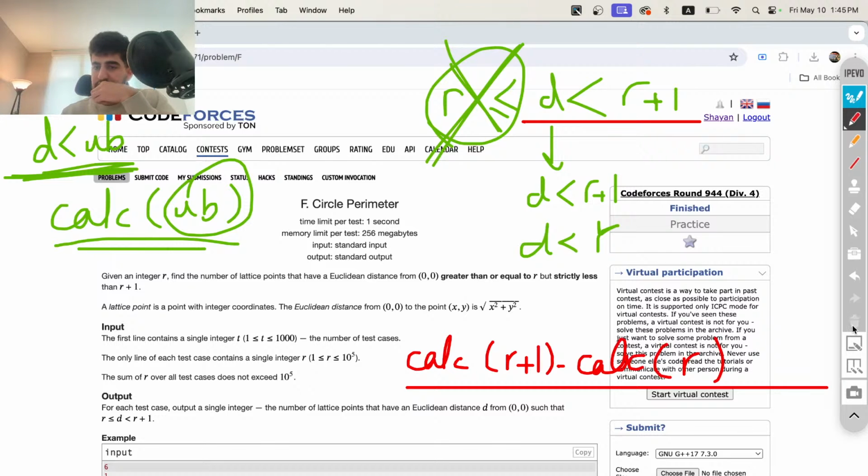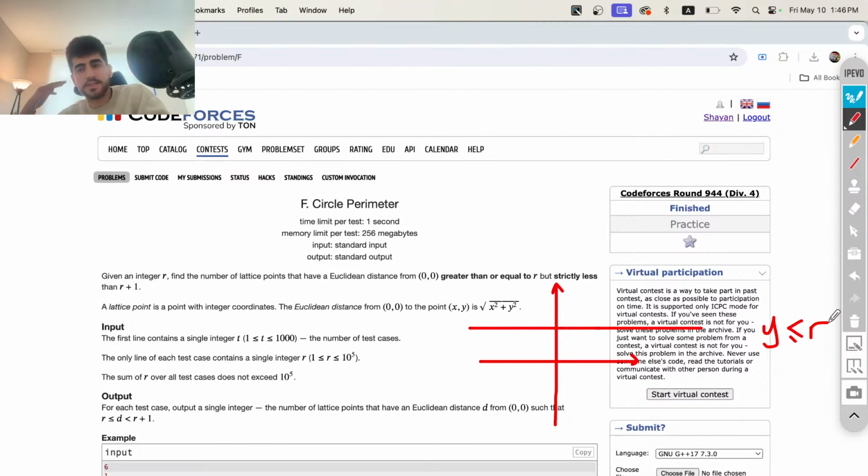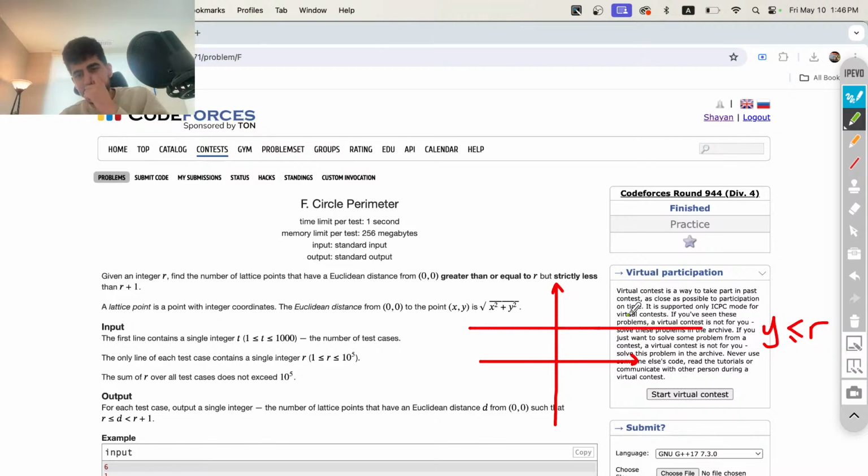If I fix the y coordinate, y can be at most 10 to the 5th, because r is at most 10 to the 5th. Or in other words, y can be at most r. Otherwise, the distance is obviously more than r. Now, by using only a binary search, I can find out what is the last point such that its distance to the origin is at most my upper bound.